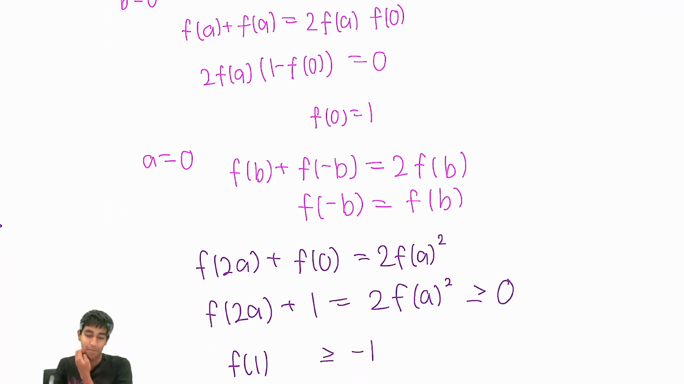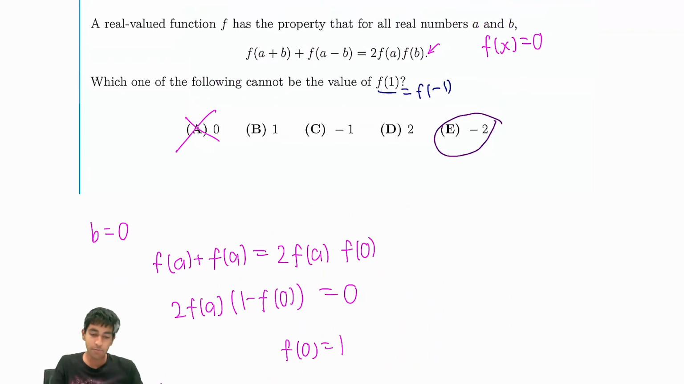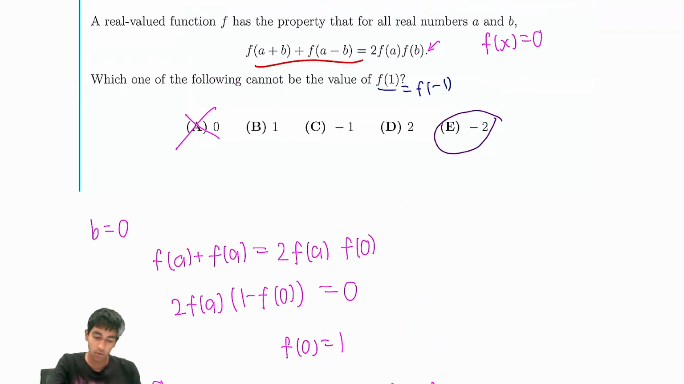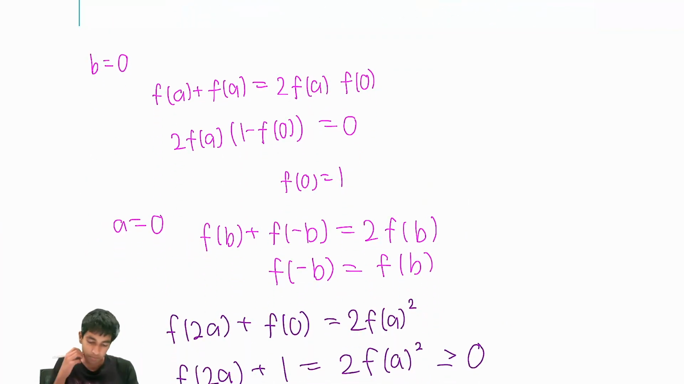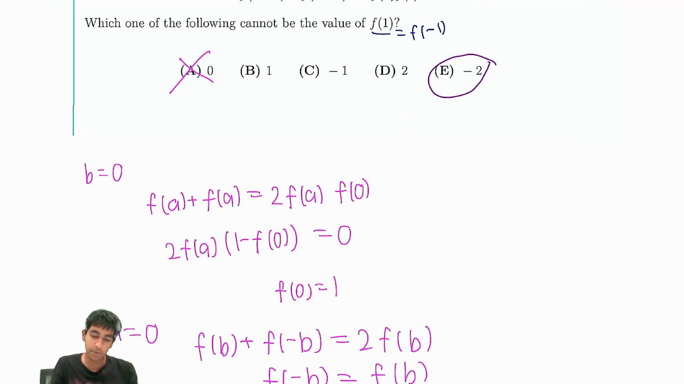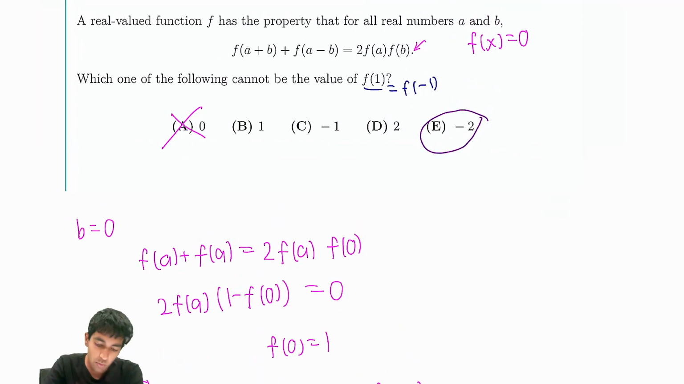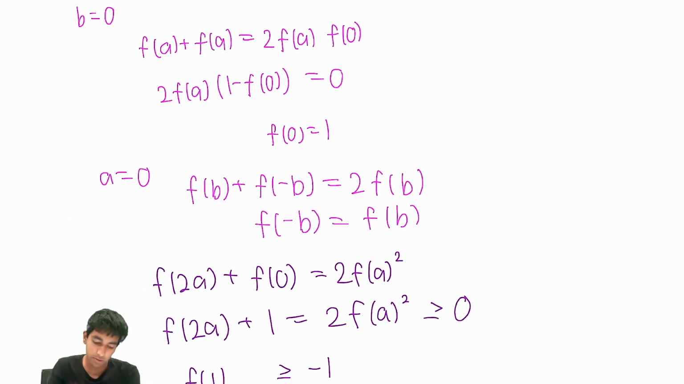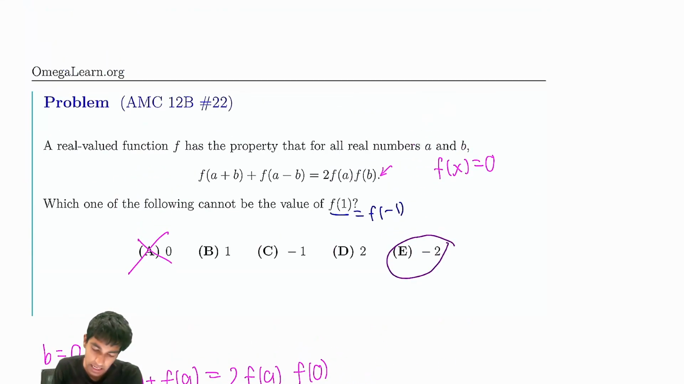Wow, a really brilliant problem. The main idea is to first plug in values that will make our functional equation simpler. b equals 0 is a good choice, a equals 0 is a good choice. And then we have these relationships. We're trying to find f of 1. Another common substitution is a equals b, which gives us this expression here. If we plug it in, we get that this is greater than or equal to negative 1, which eliminates the choice.